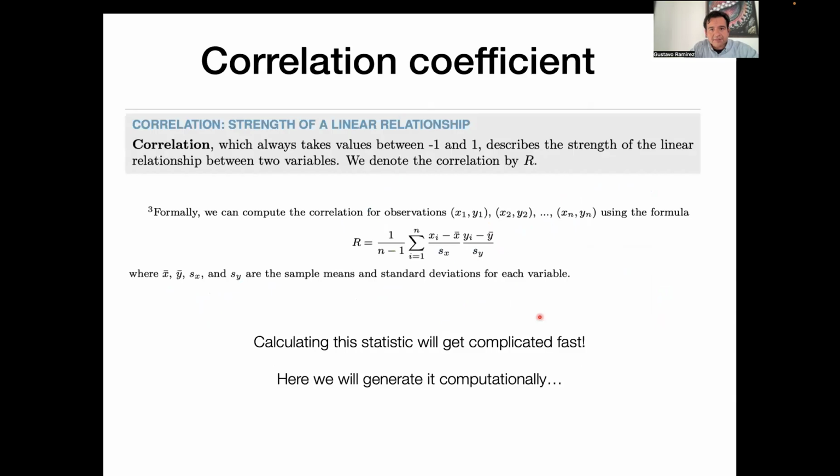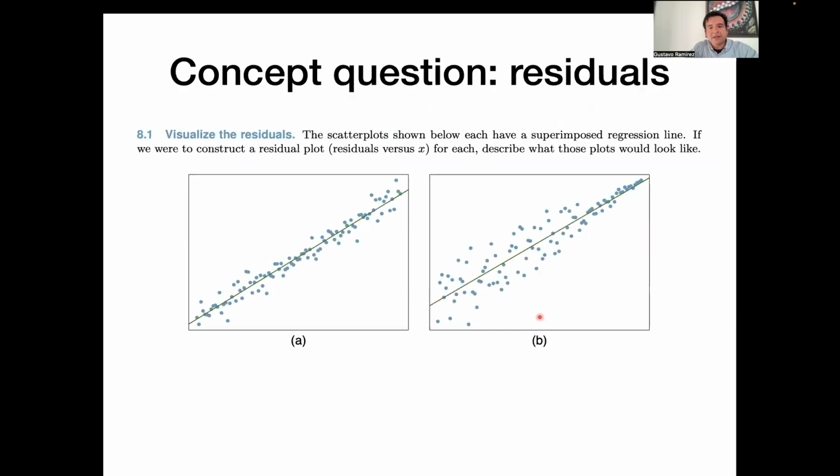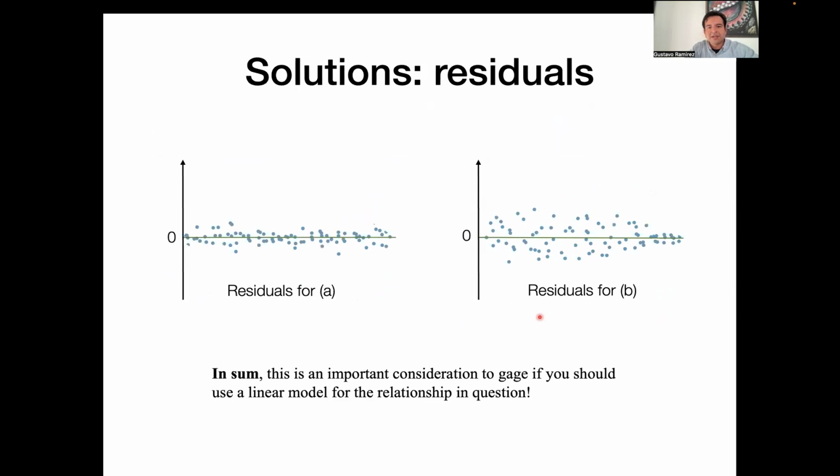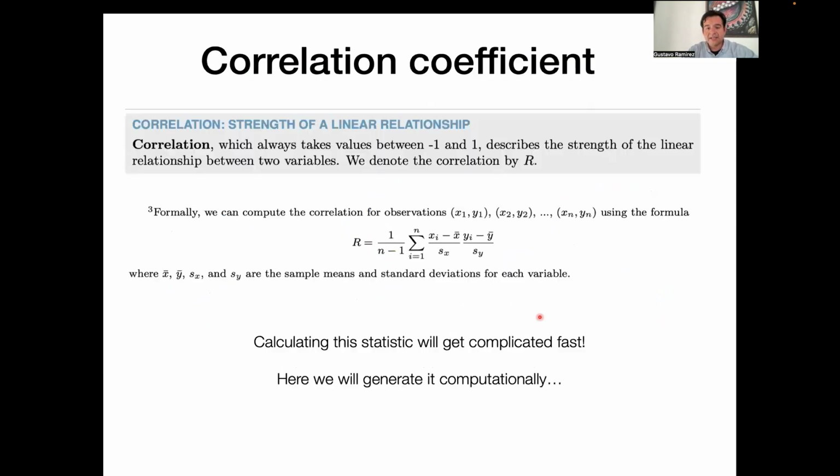Okay, a couple more conceptual questions. I'll let you guys do this. This is pretty straightforward stuff, the conceptual questions. I'll let you play with that on your own. The bottom line is that you want to look at the residuals always. This will be one of the standard summaries that we'll print in R for every one of our linear modeling approaches. You want to look at them always as important considerations to gauge if you should use a linear model for the relationship in question at all. Okay, so that's the idea for the residuals.